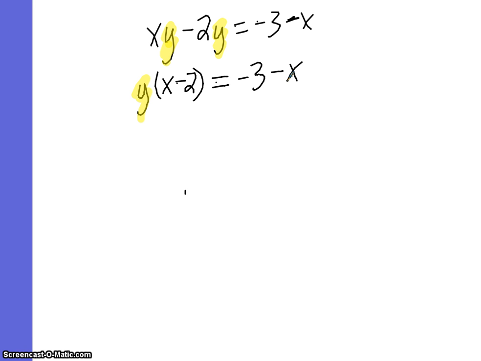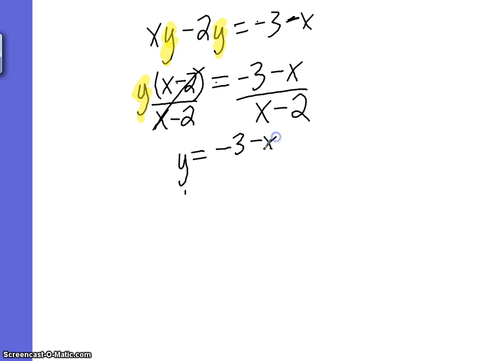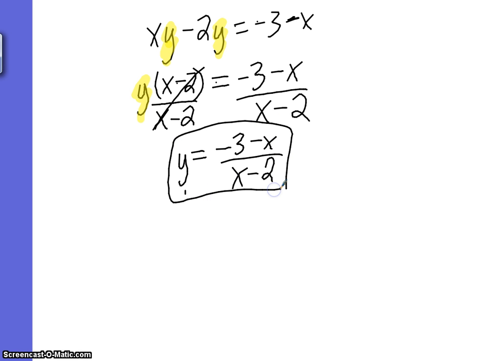To cancel out the multiplied by x minus 2, I'm going to divide both sides by x minus 2. And I'm left with y is equal to negative 3 minus x over x minus 2. I've finished solving for y, and I'm done with that example.